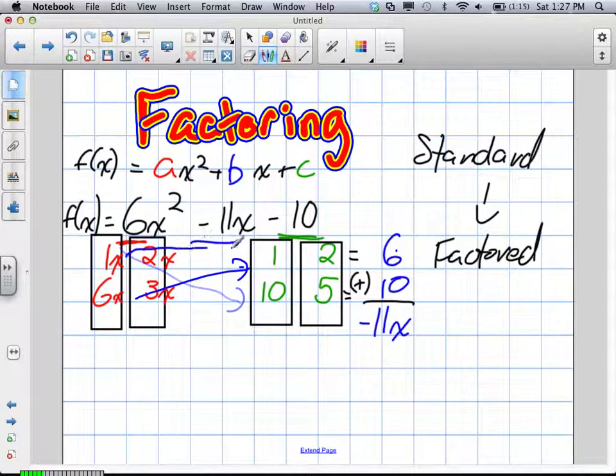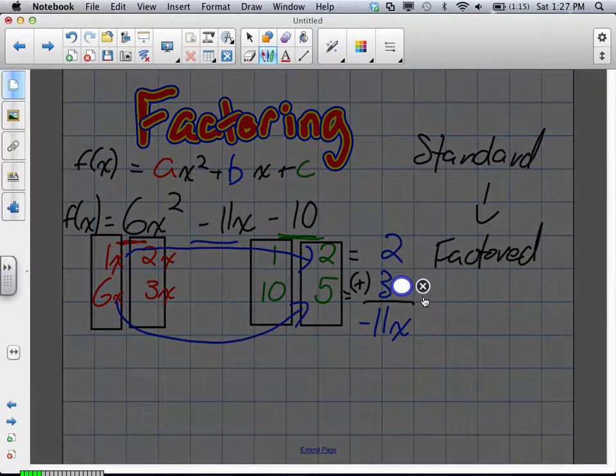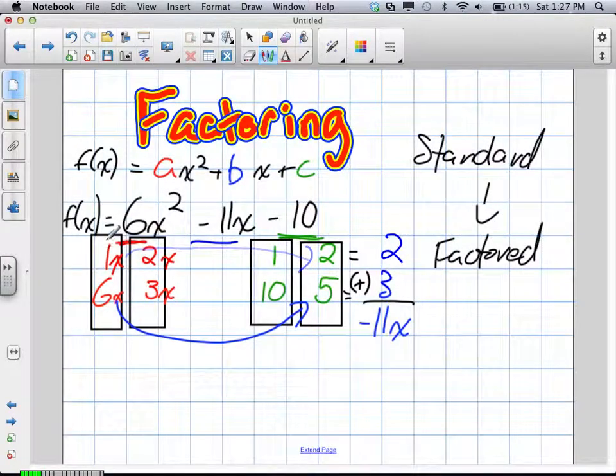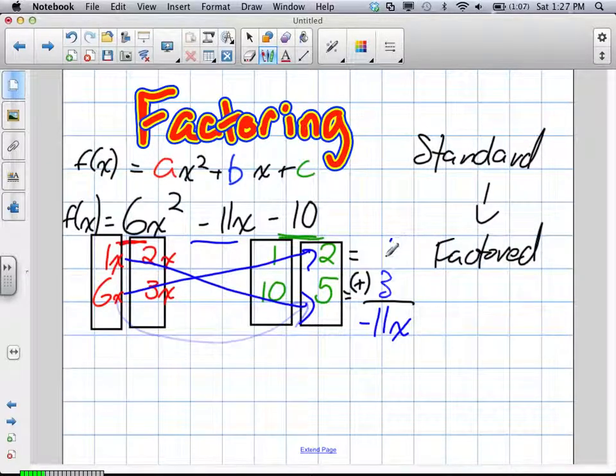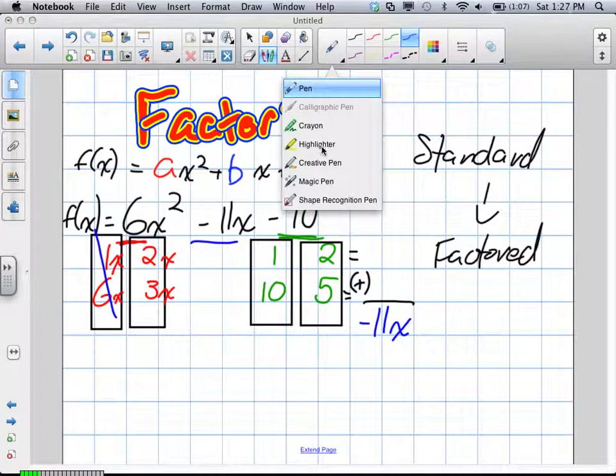All right, let's jump to the next column. 1 times 2 gives us 2. 6 times 5 gives us 30. Will this pairing work? No. If we go across, 1 times 5 and 6 times 2, that gives us 5 and 12. Does that work? No. So absolutely none in this pairing worked. So we know that first set of columns won't work. I'm going to try the second set now.